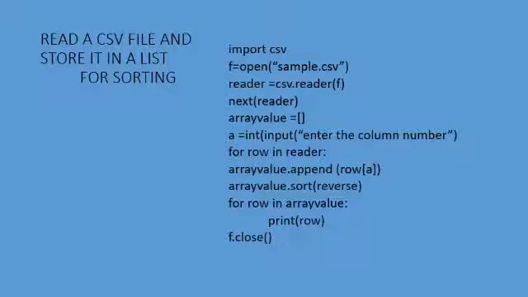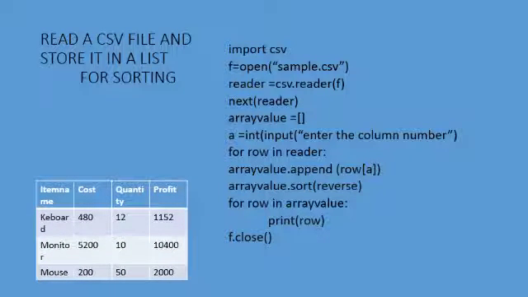Next, array_value.sort(reverse=True). So array_value contains the data. I am going to sort using the sort method, and in which order I am going to change with reverse. So I am giving reverse order, descending order. Next, for row in array_value, the same thing I am going to print finally after sorting. After the line array_value.sort(reverse=True), the values will be sorted. It is stored once again in the same array_value list. Next, for row in array_value, I am going to print row. Then f.close(). That's all. So very simple thing.